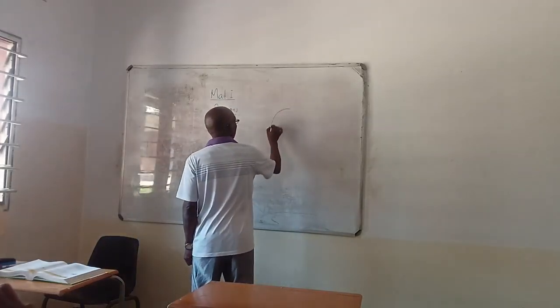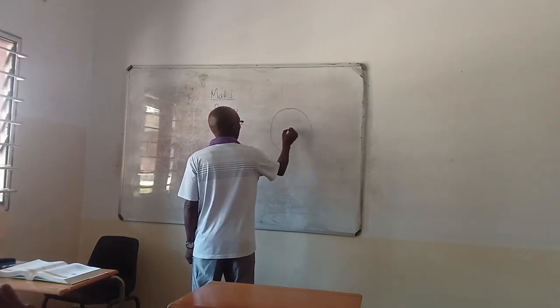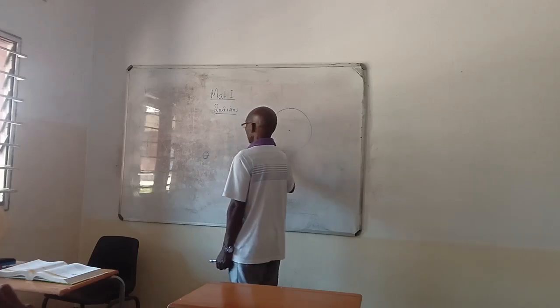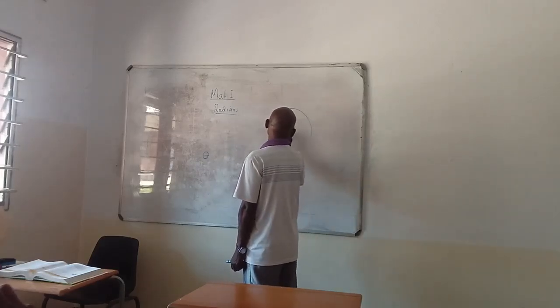For example, we are looking at this. This is a circle here. And then a circle has a center. All right. A circle has a center. So I can draw something like this.